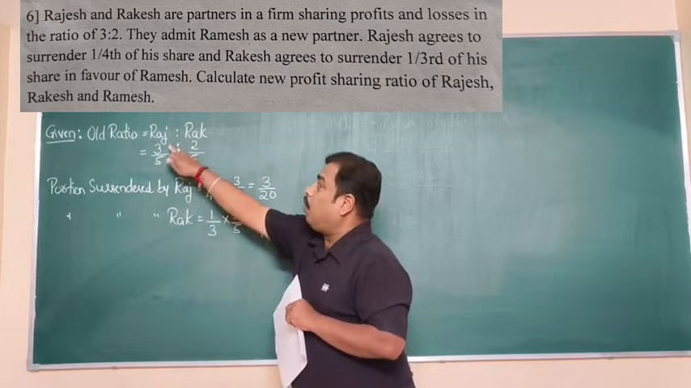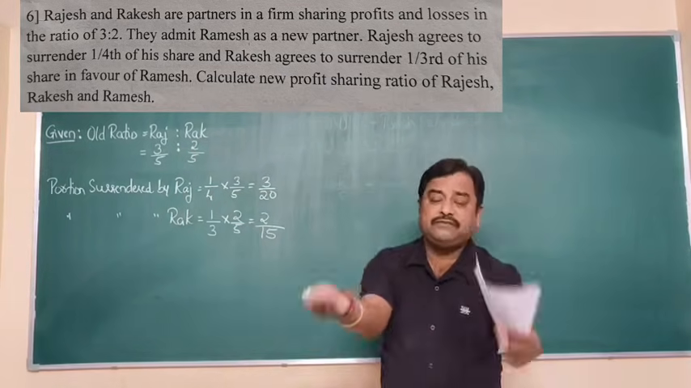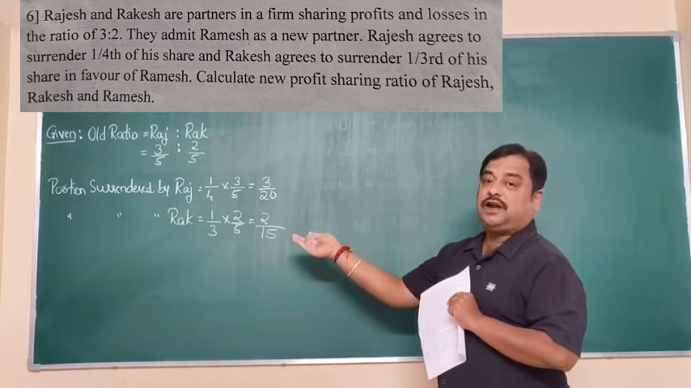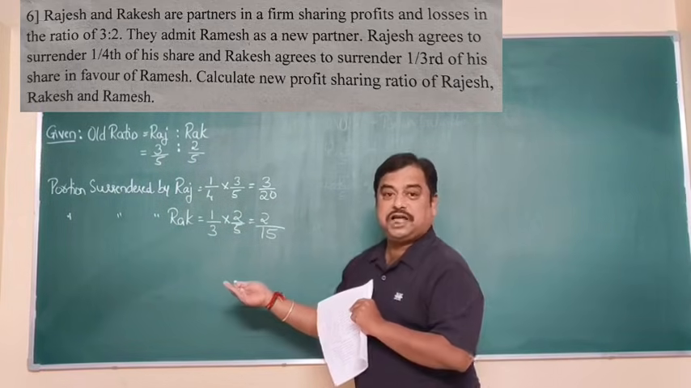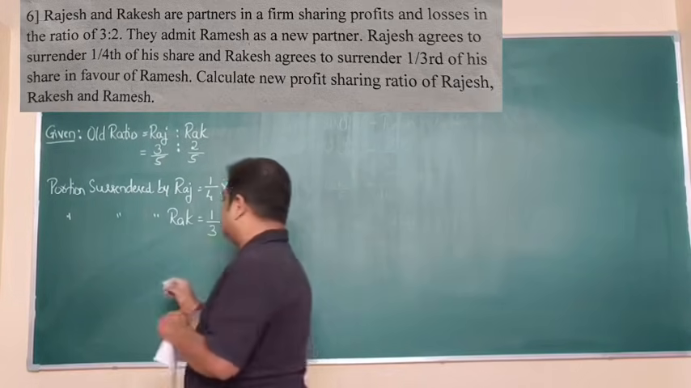Rajesh and Rakesh, the old partners, are surrendering their share. Surrendering means what? They are sacrificing their share. To whom are they giving this share? They are giving this share to the new partner. So the new partner's share will be what? The portion surrendered by Rajesh and Rakesh.